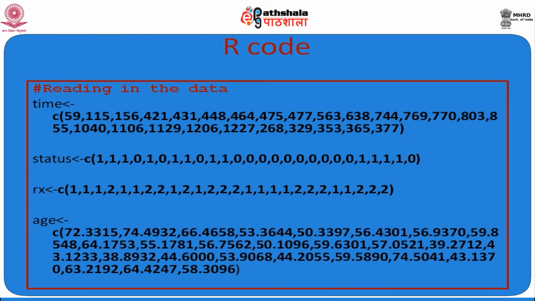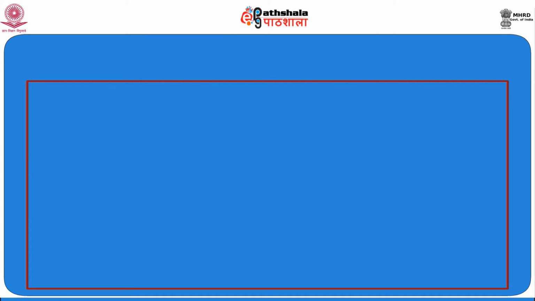The fourth factor is age. Here age is considered in years. So the first patient's age is 72.33 years, 74.49 years for the second patient, like that. So this is the basic data used in this data illustration procedure. Now we are coming to the next slide.